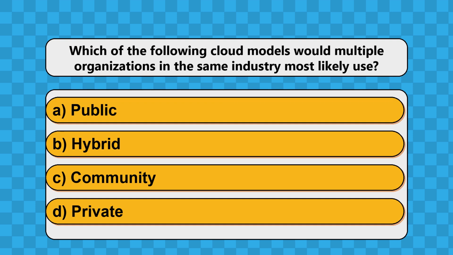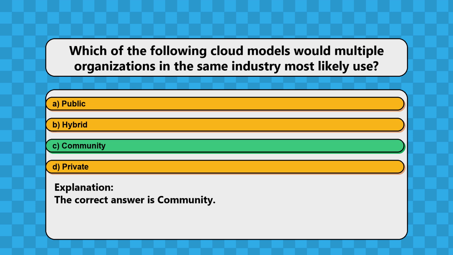Which of the following cloud models would multiple organizations in the same industry most likely use? Option A, public. Option B, hybrid. Option C, community. Option D, private. The correct answer is option C, community.